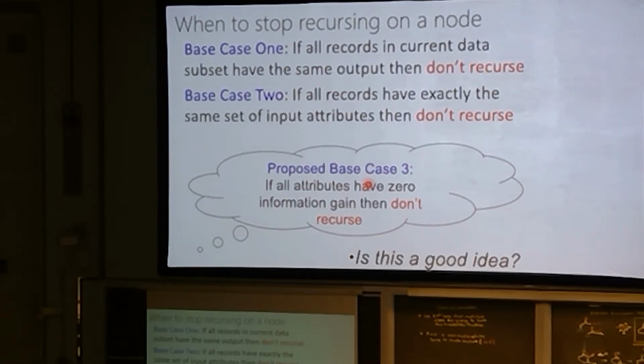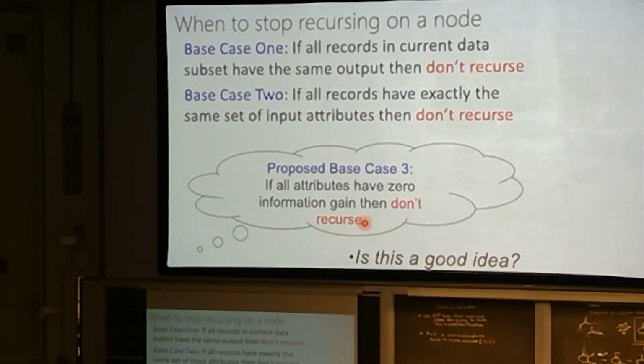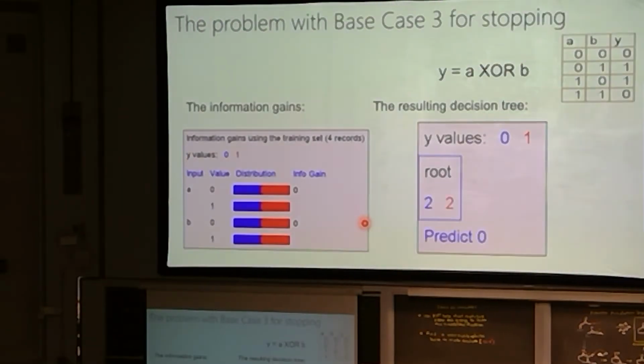And then some algorithms will do the following, and some of them won't. Here's another case where you might want to stop recursing on a node, which is if all the attributes have zero information gain. So who can see why this might be a good idea or a bad idea? Okay, I'll give you a hint. Imagine you had an XOR function, the standard XOR function, and you computed the information gain on feature A and on feature B. They're 0 and 0.